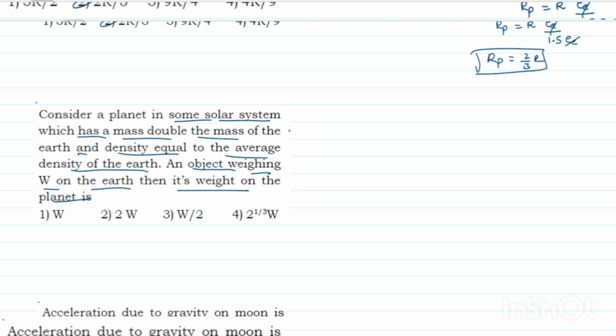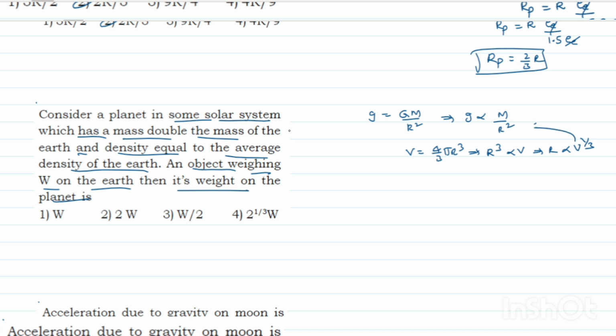Now students, here g equals GM by r square, which is nothing but g is directly proportional to M by r square. Volume is 4/3 pi r cube, which means r cube is directly proportional to V, and r is directly proportional to V power 1 by 3. Volume is mass by density.